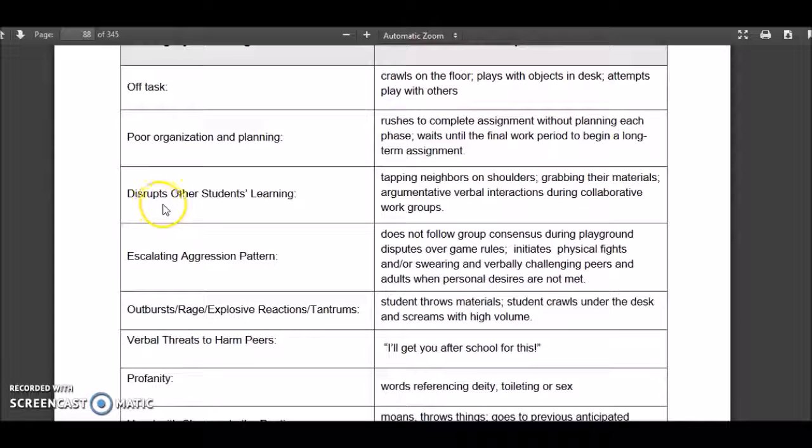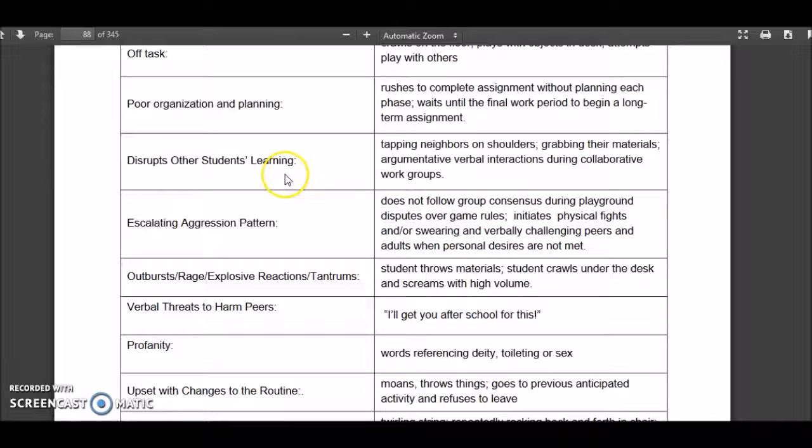Here's another example that's very common: disrupts other students' learning. How does the student disrupt? We can't just say disrupt and stop there, because we can't help the student if we don't know what it looks like. Tapping the neighbor's shoulder, grabbing their materials, being argumentative, or having arguments with his peers or her peers. So we just have to be very specific. And this is one of the major things, because unless we are able to identify the behavior clearly, we will not be able to do the rest of the plan effectively.